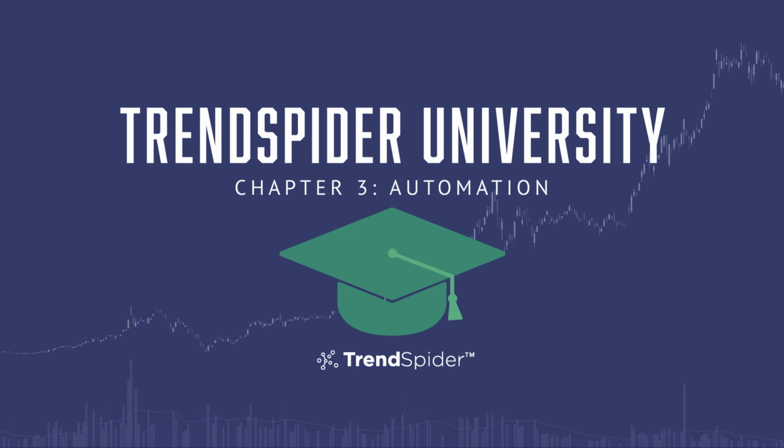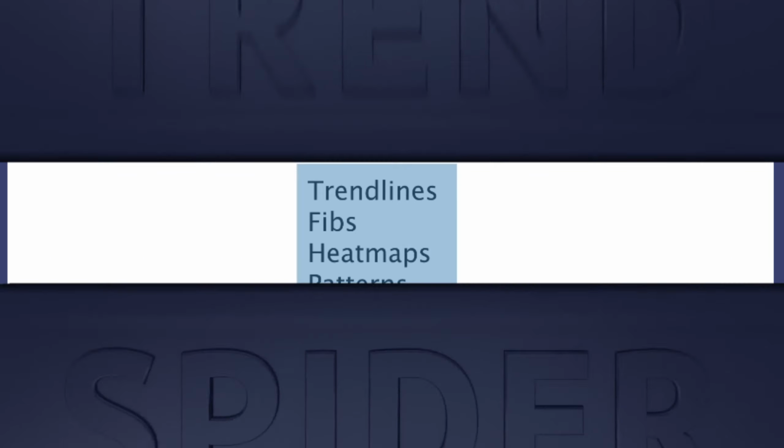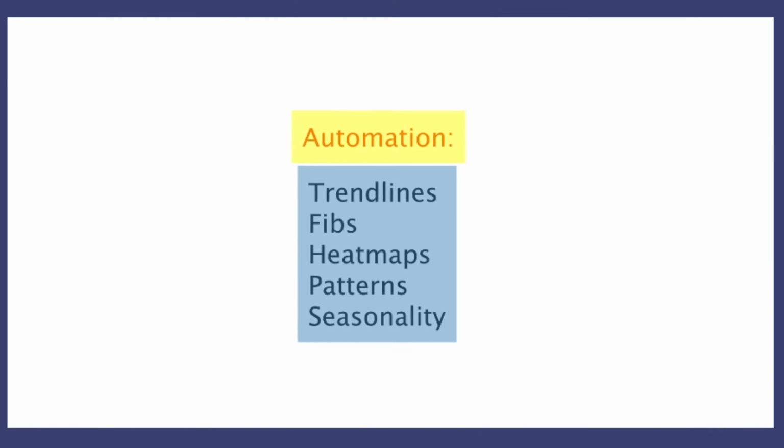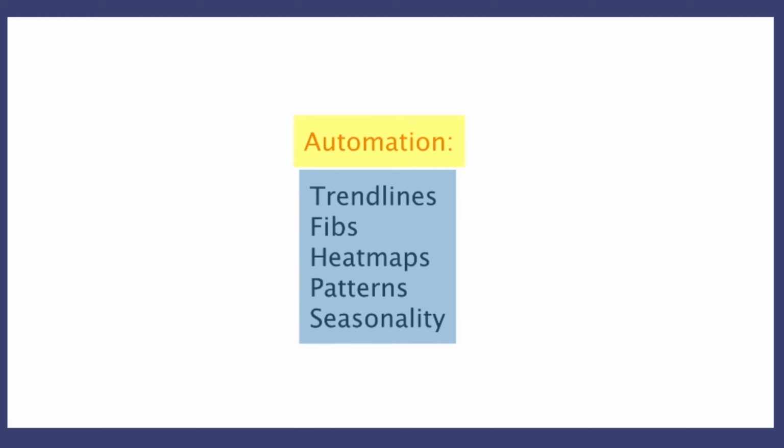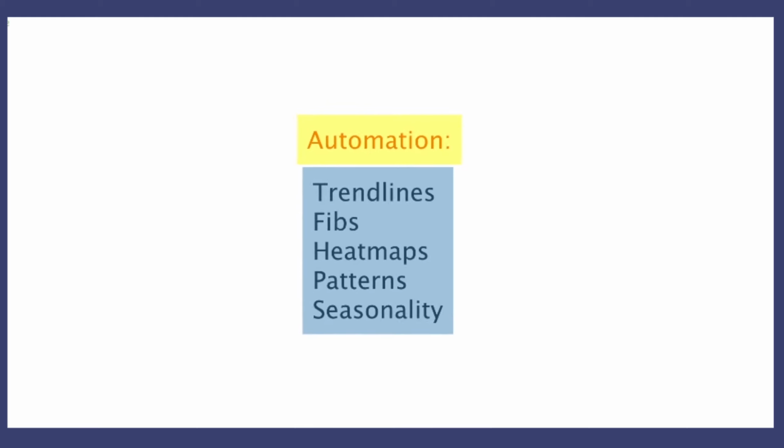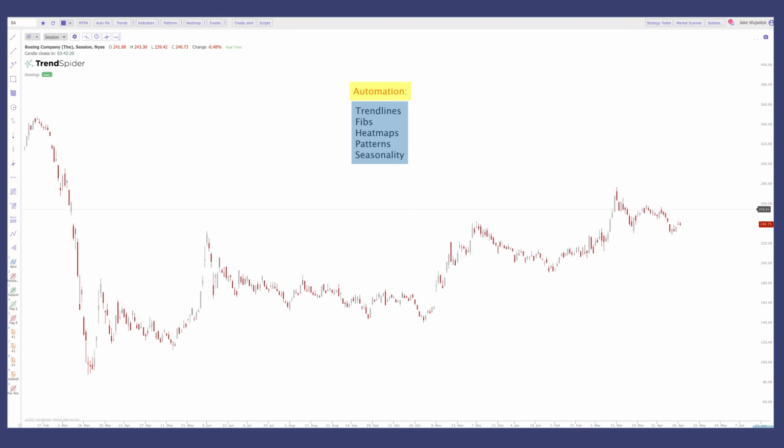We're going to be talking about automation today, and there's really 5 different things you can automate on the platform. Trend lines, Fibonacci levels, heat maps, candlestick patterns, and seasonality. So we'll start with the automated trend lines, and just remember, when you are using trends, this is the button to turn on for auto trends.